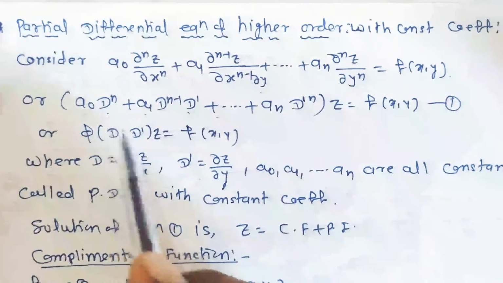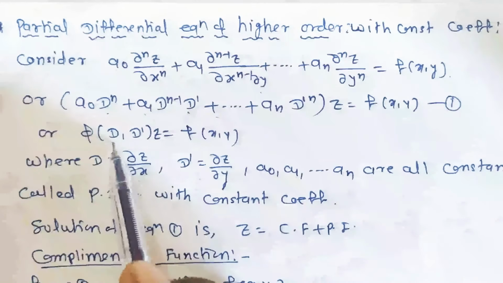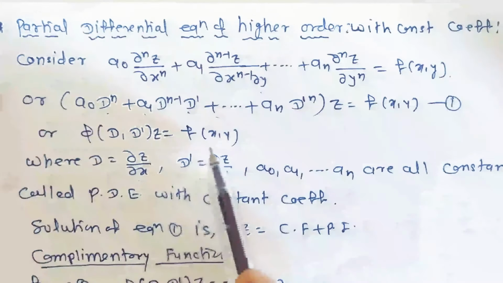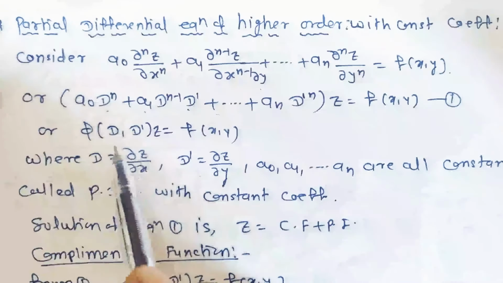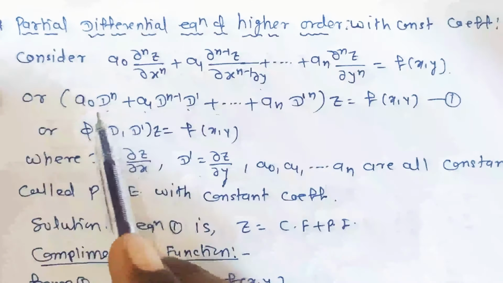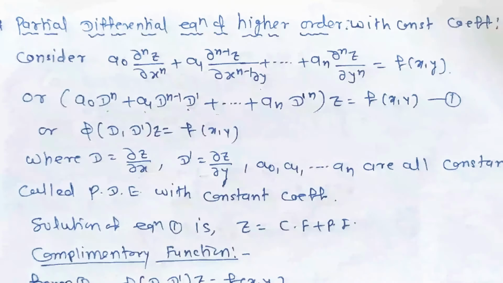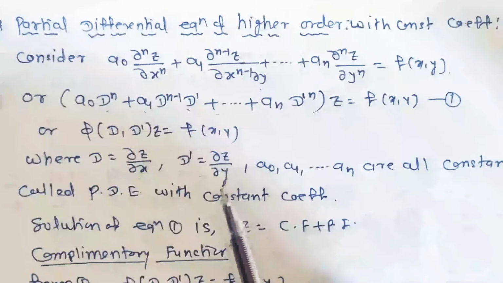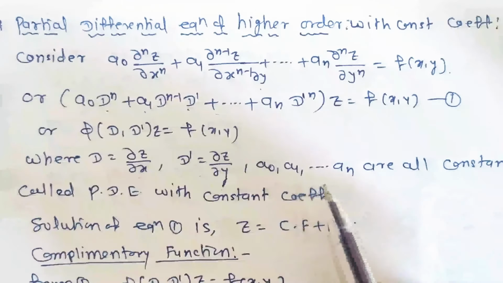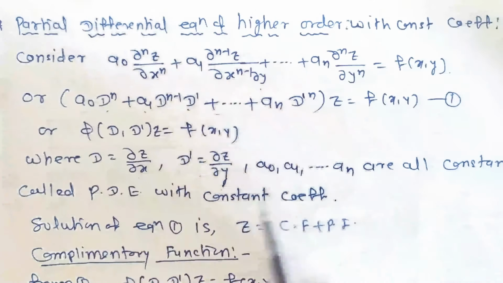Or we can write this differential equation in the form of phi of D, D dash into z is equal to f of x y, where phi of D, D dash is a polynomial in terms of D and D dash, and D is ∂z by ∂x, D dash is ∂z by ∂y. a0, a1, a2, an are all constants. So such types of differential equations are called partial differential equation with constant coefficient.